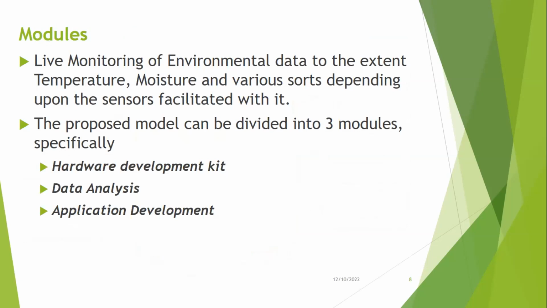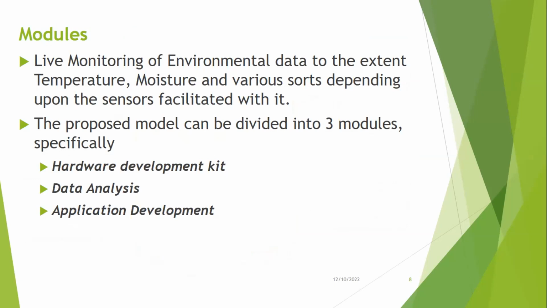One is the hardware development kit with the help of the sensors and Arduino. The second one is data analysis. That means we are going to have a centralized server. In that centralized server, the past data is going to be stored, and depending upon the climate change, it is able to do the activation part. And the third one is the application development, where it is going to automate the system.